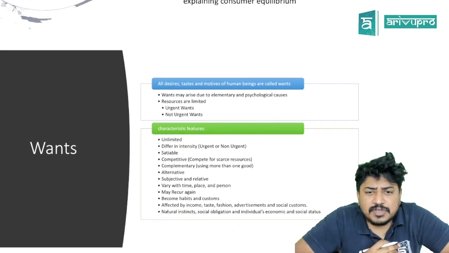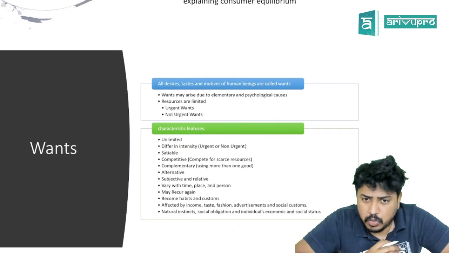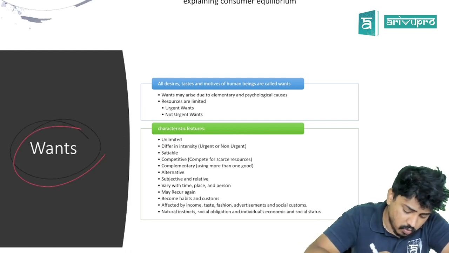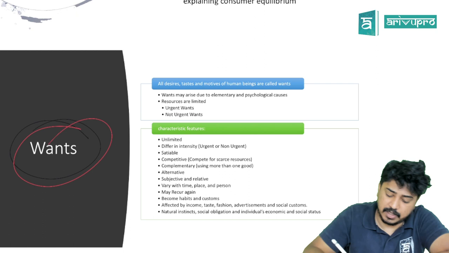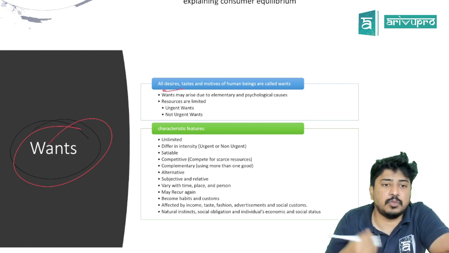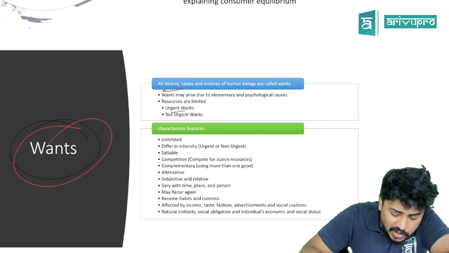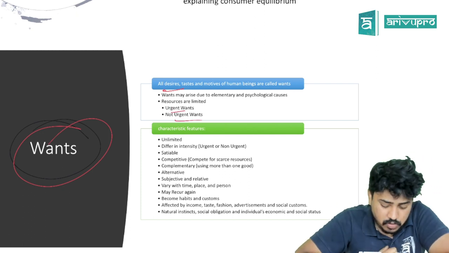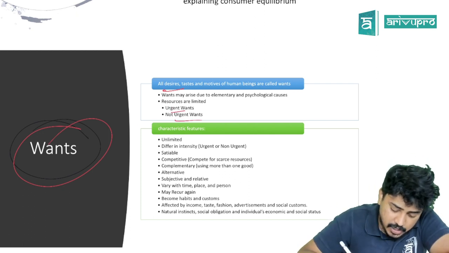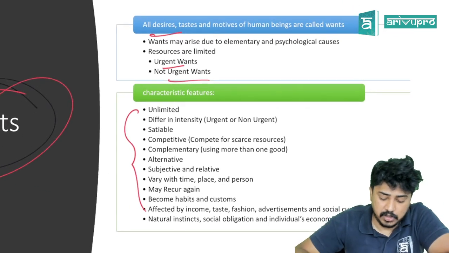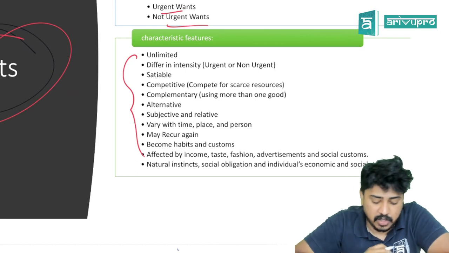This is where we have studied certain concepts. We'll go one by one. We studied wants. What is wants? They are nothing but desires of human beings. There is something called urgent wants or not so urgent wants. And some characteristics we studied, like wants are unlimited, differ in intensity.